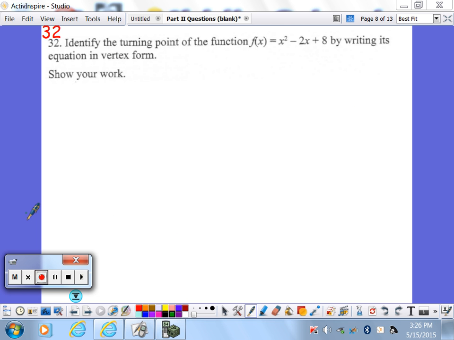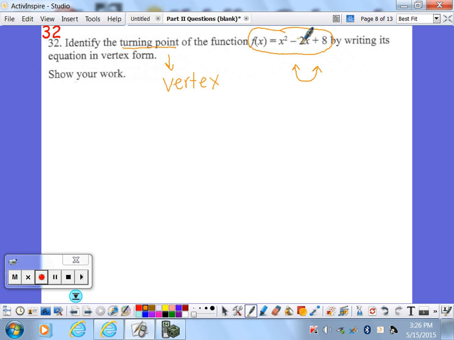Number 32. Identify the turning point of the function, f of x, by writing its equation in vertex form. Wow. All right. So if I reread this again, identify the turning point. Remember, that's just another name for the vertex. So I need to find the vertex. When I look at my function here, I notice that it would have a vertex because it would be a parabola. This is a quadratic equation where the highest exponent is a 2. I know that my parabola would be happy because the leading coefficient here is a 1. It's positive.